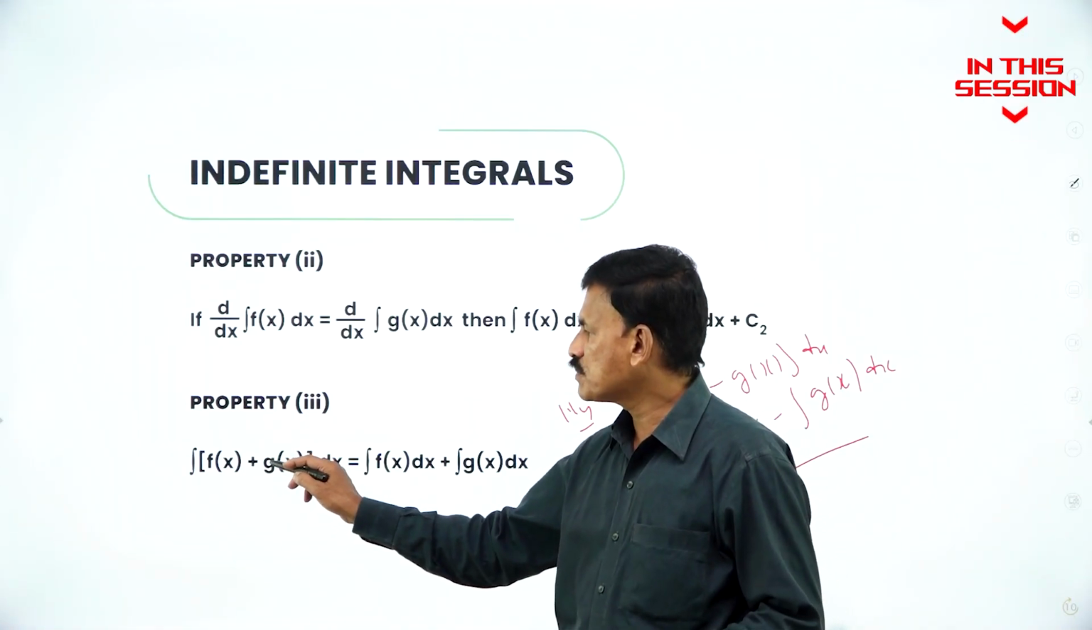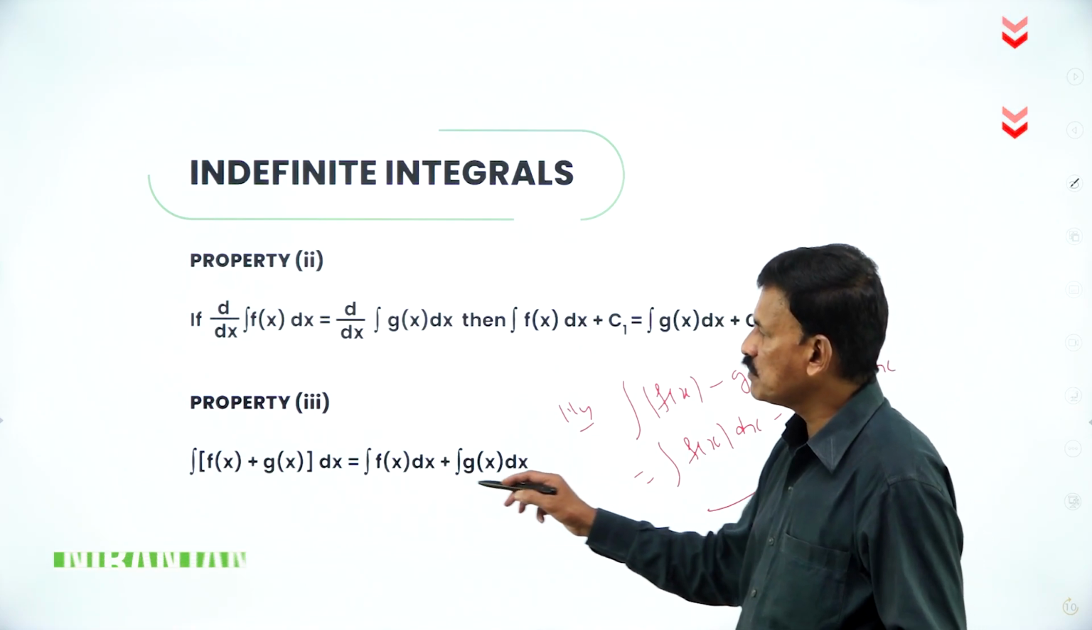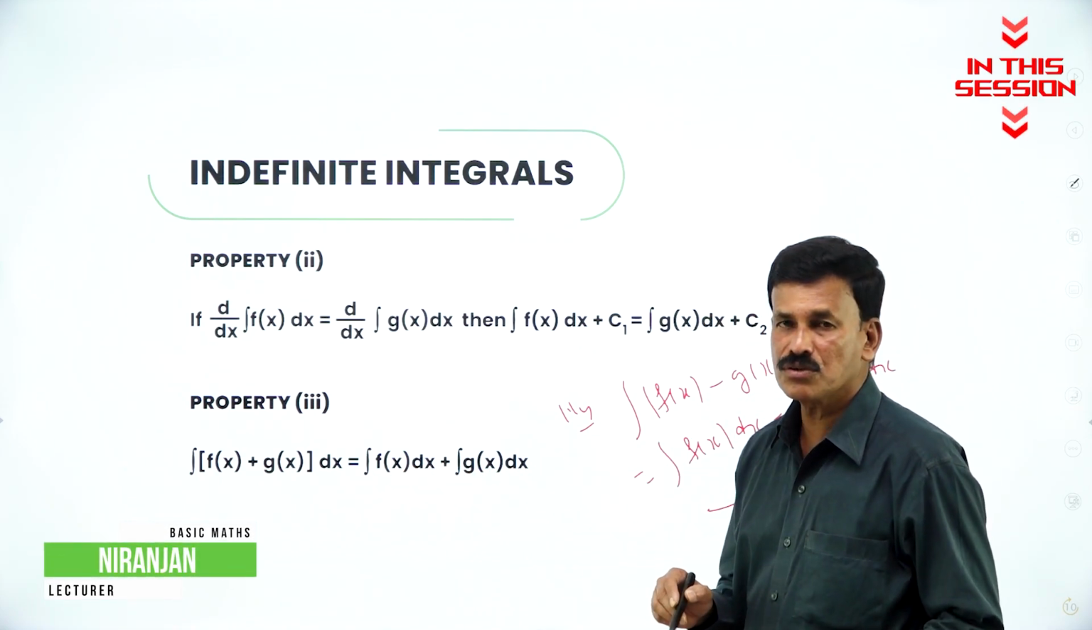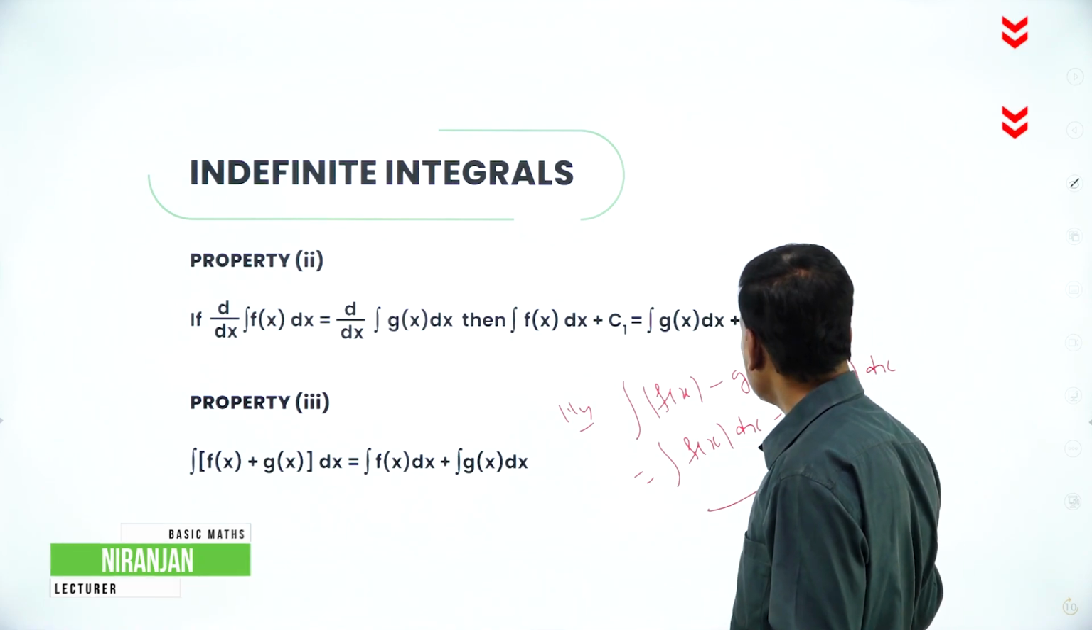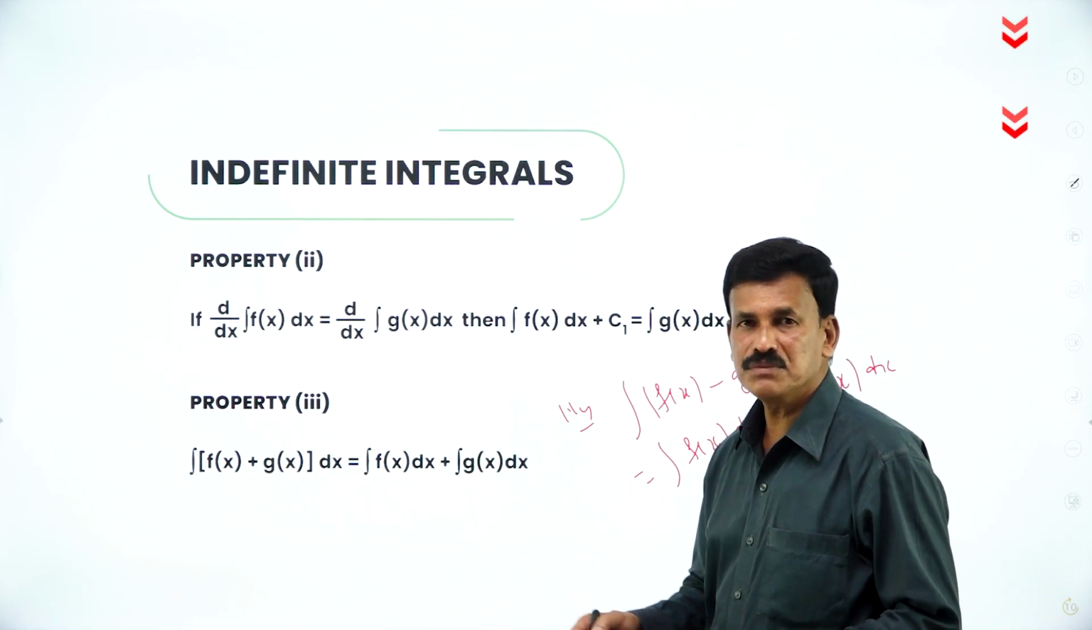Integration of f of x plus g of x is equal to integral of f of x plus integral of g of x. Similarly, integration of f of x minus g of x dx is also equal to integral of f of x dx minus integral of g of x dx. So, term by term integration.